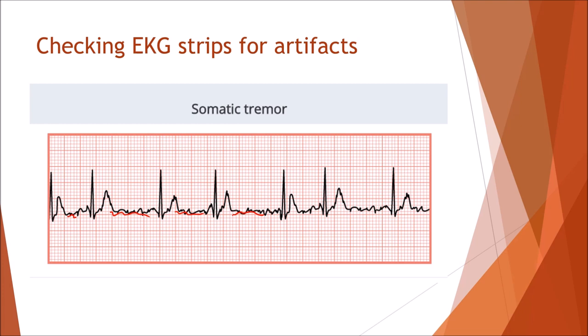How do we get rid of a somatic tremor? Ask the patient not to move. If the patient is shivering, give them a blanket. Those are the most basic ways to fix a somatic tremor.